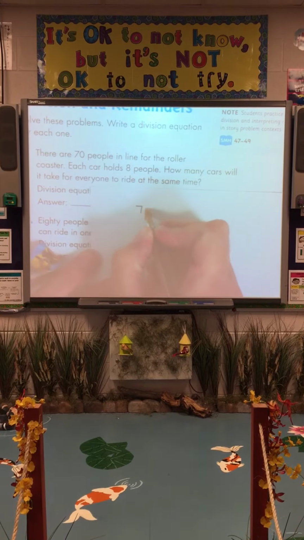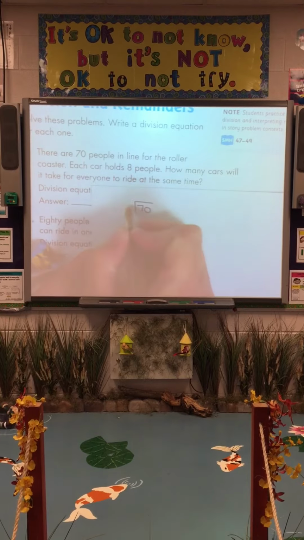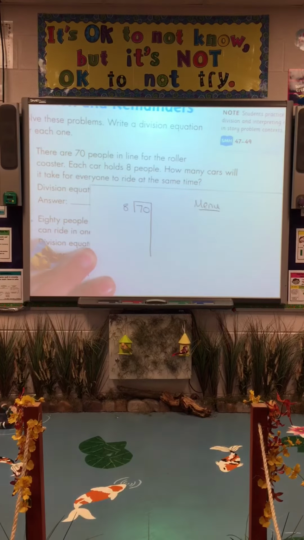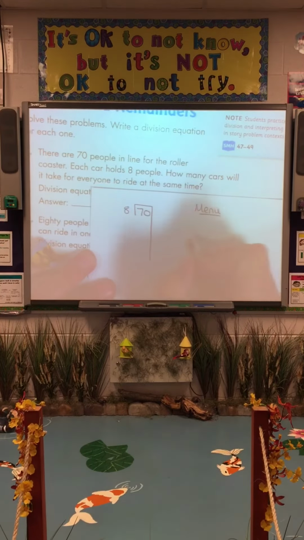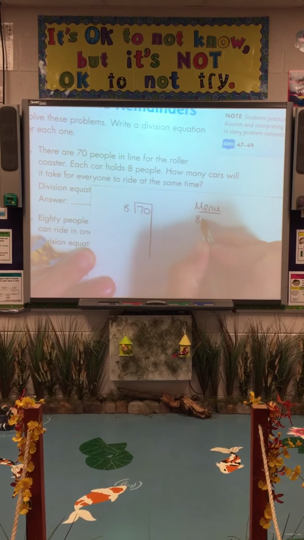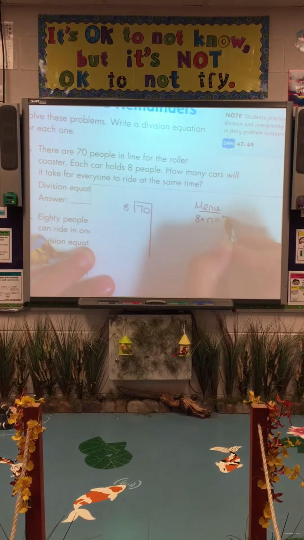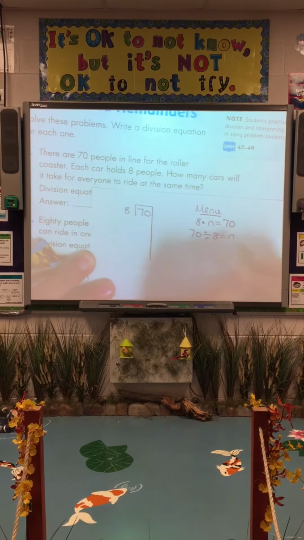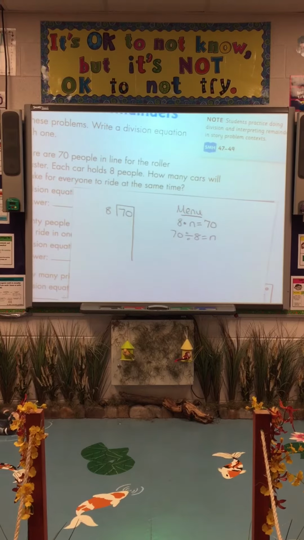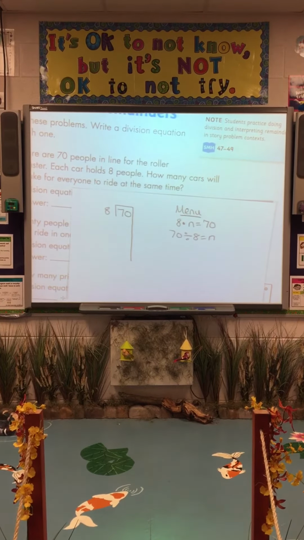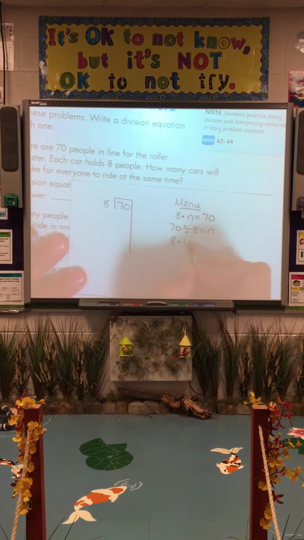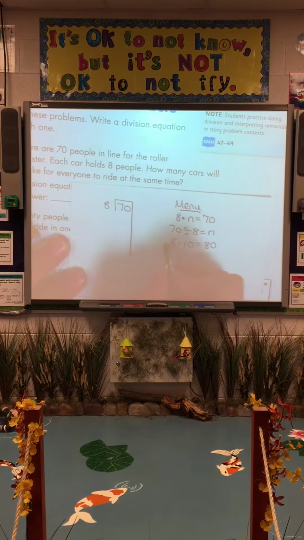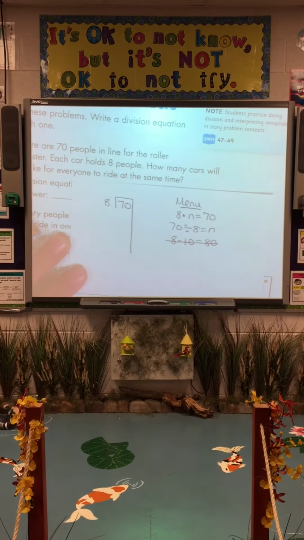So we have 70 divided by 8. Alright, so we're going to start our menu. We're going to just kind of reason through what we know about groups of 8. So I know that I'm trying to solve 8 times some number equals 70, or 70 divided by 8 equals n. So now we're going to start thinking, okay, what do I know about 8? Well, I know 8 times 10 is 80. Oh, but my dividend's only 70. So I know that's not going to be helpful. So I just draw a line through it.